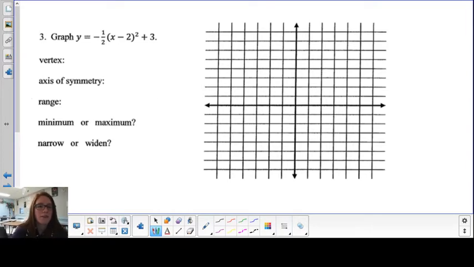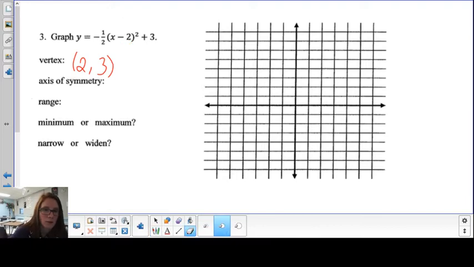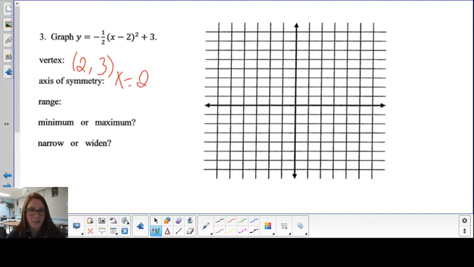Alright, so my vertex is the opposite of what I see. So I see negative, so it's positive. And then the same thing afterwards, so it's going to be +3. So my vertex is at 2, 3. My axis of symmetry is wherever x is equal to, and that's going to be 2 in this case, because it's the same as the vertex.